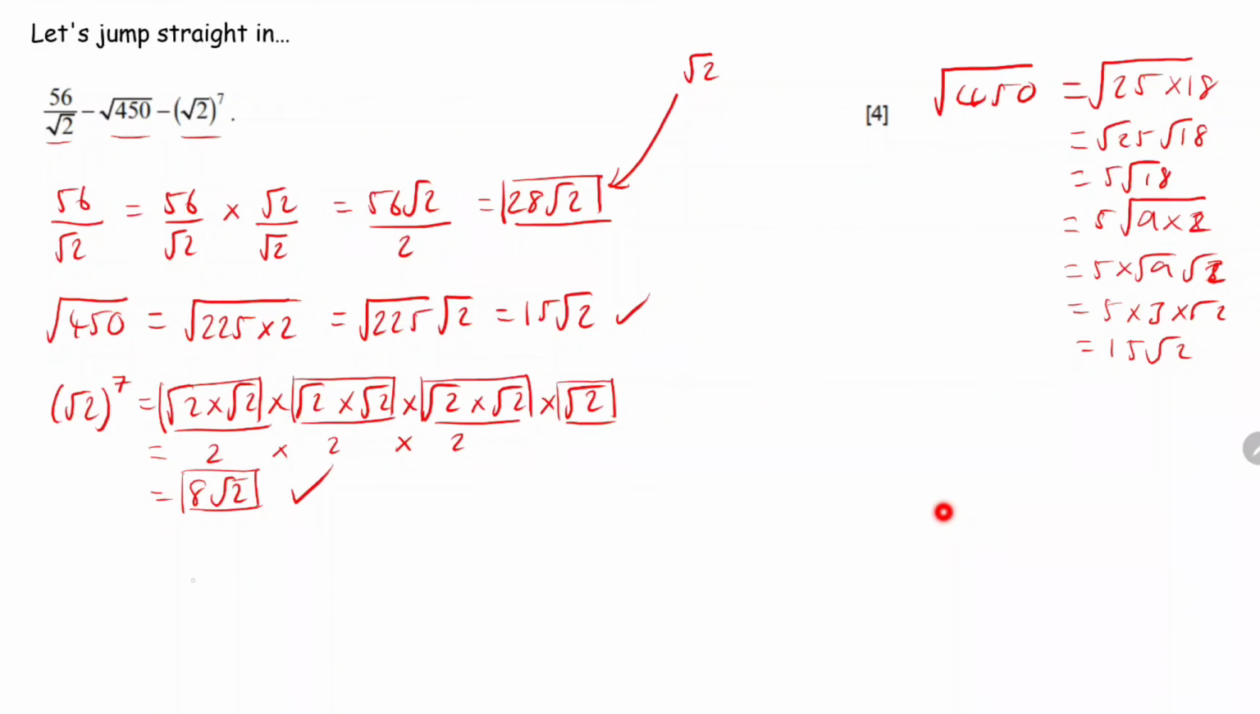Now we need to combine these terms together. So we'll have 28 root 2, which is the first term, minus 15 root 2, minus 8 root 2. 28 minus 15 is 13 root 2, minus 8 root 2 gives you an answer of 5 root 2. Simplified.